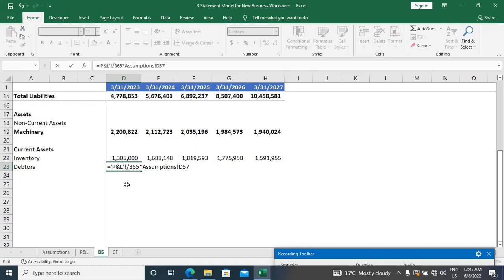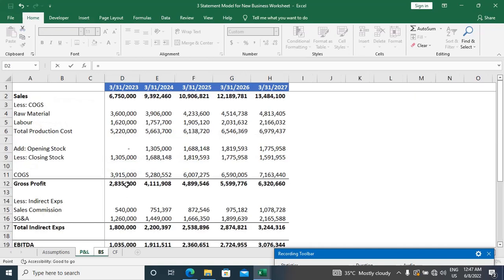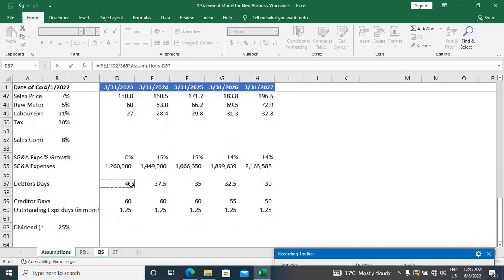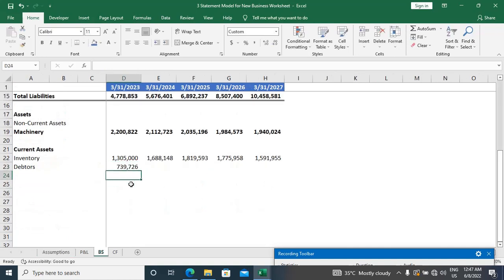Okay, this link was not properly established. Okay, wait. I'm doing it once again. Equal to, for the debtors, I'm going to the profit and loss statement, linking the sales part, dividing it by 365 and multiplying it by debtor days. Then I have got the debtor amount, the sundry debtors amount I have got.